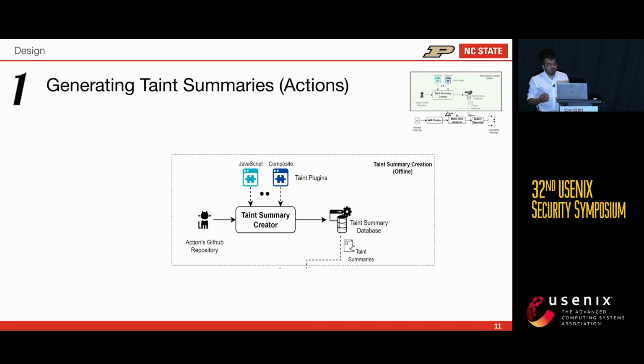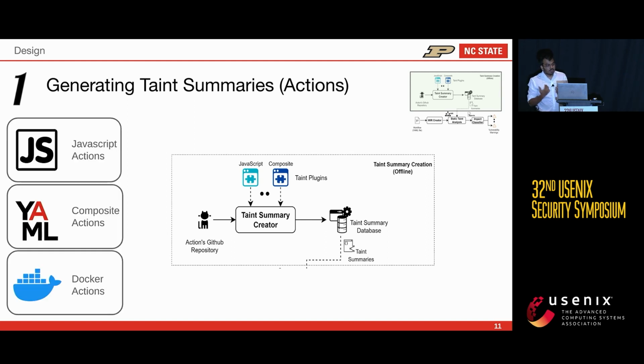For the first step, for generating taint summaries for actions, we develop plugins to handle each type of action. There are 3 major types of actions. The first type is JavaScript actions, where the functionality is usually developed using Node.js. The second type is composite actions, which are basically YAML files with syntax similar to workflows. And the third type is Docker actions, which are pre-built Docker containers. Our tool currently supports both JavaScript and composite actions.